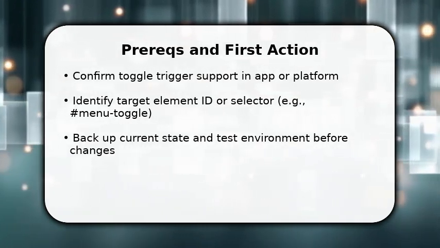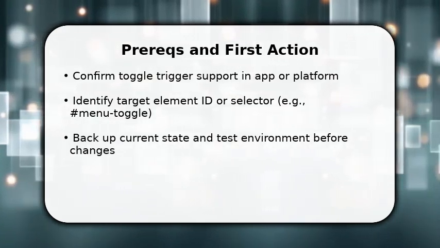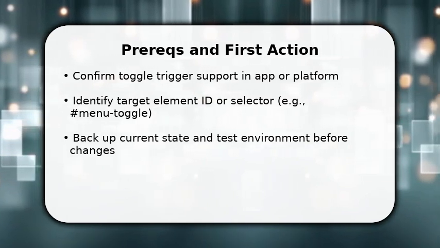Next, add the minimal event listener to initiate toggling. This first action proves the path works and prevents broader breakage later.